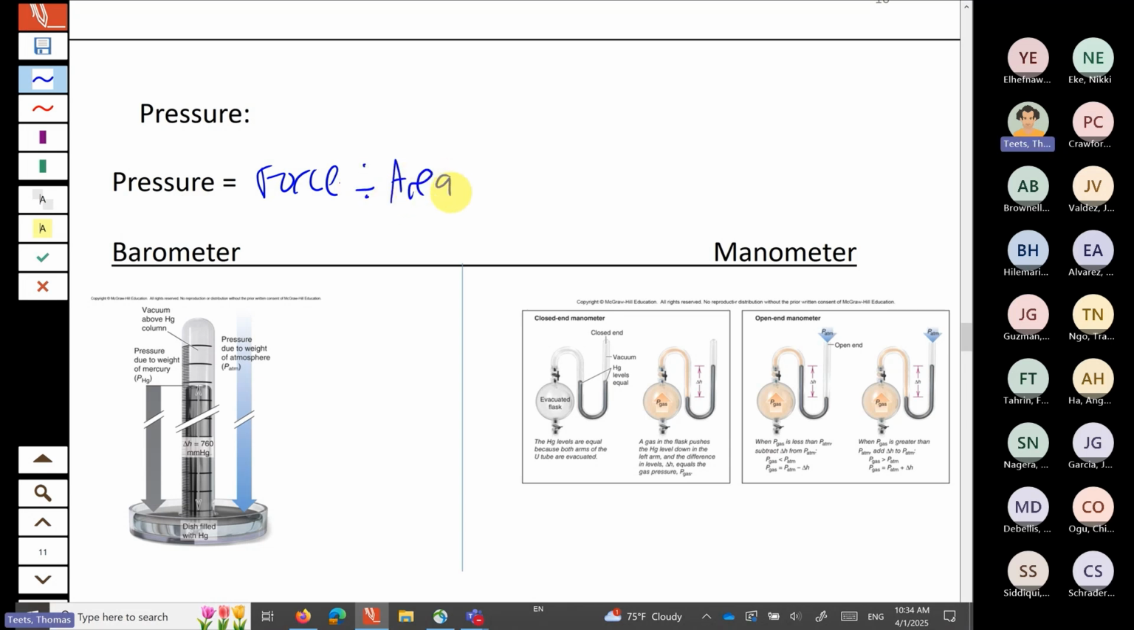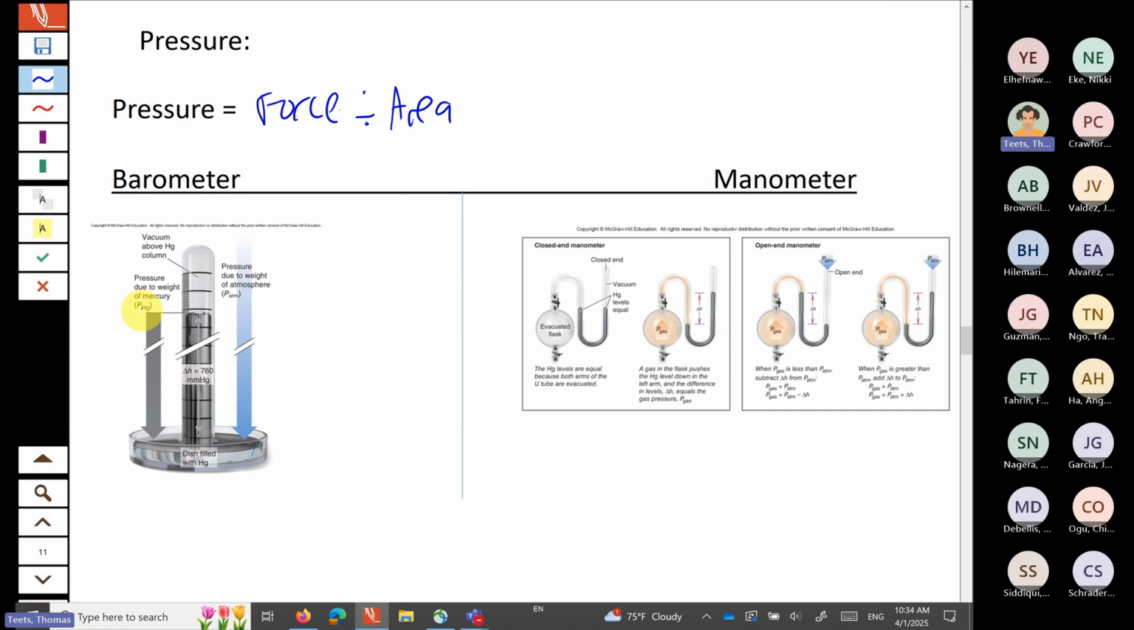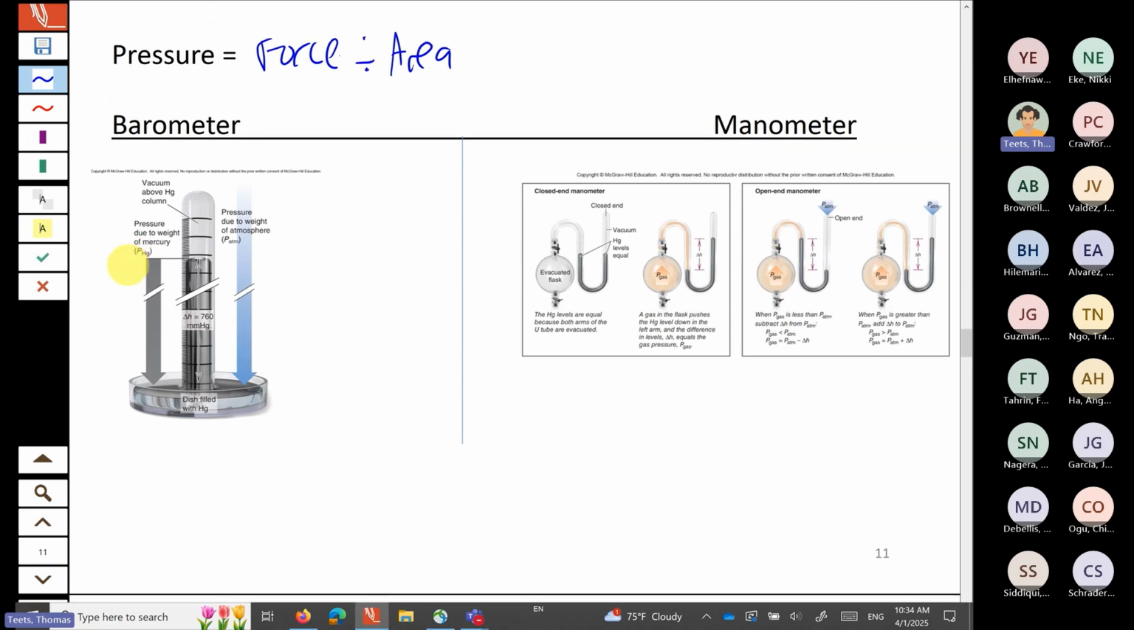Because gas molecules are constantly moving around and filling whatever container they're in, they're going to be exerting a force on the walls of those containers, and that force divided by the area is defined as pressure. We're going to talk about 2 different ways that we would measure pressure in a laboratory setting, 2 low-tech ways, I would say. There's higher-tech ways of doing this now, of course. The first of those is what's called a barometer.